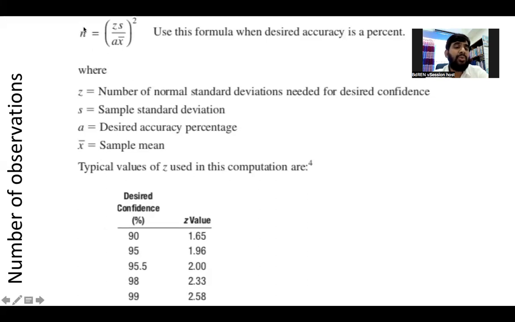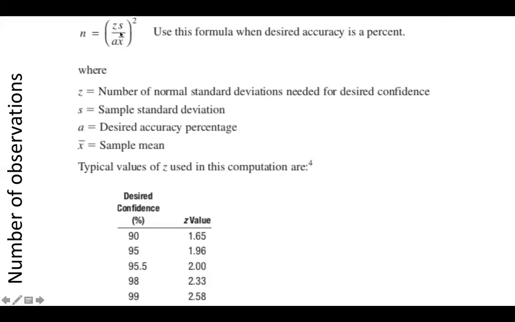Okay. So how can you know how many times you will repeat the job? You will use this formula: (ZS divided by A X-bar) whole square. This formula will be used when the accuracy is in percentage. Say for example, you are expecting that a 10% error will be there, 10% error of the average. Then when you are expecting an error rate in percentage, we will apply this formula.